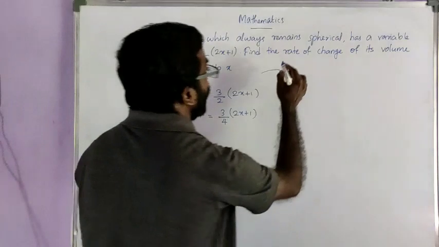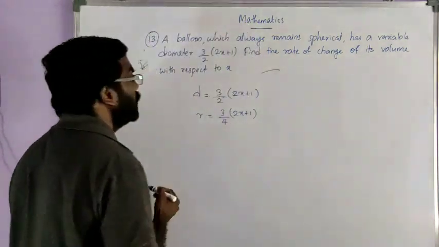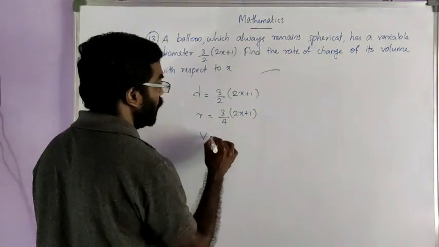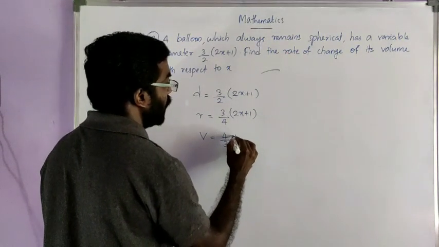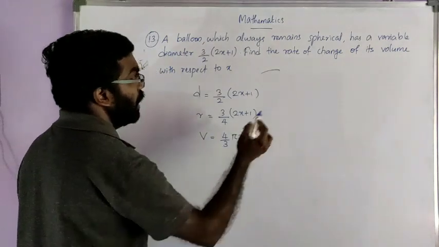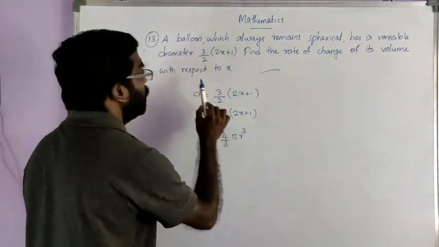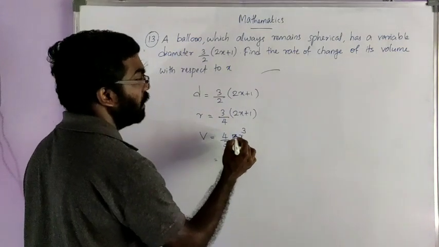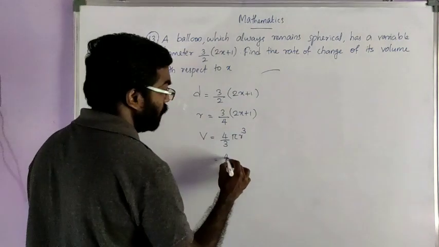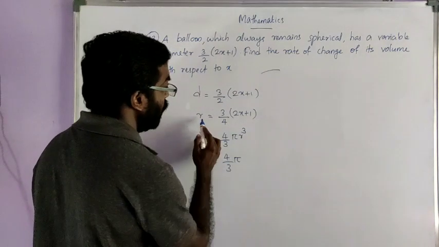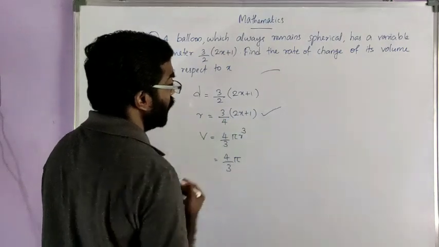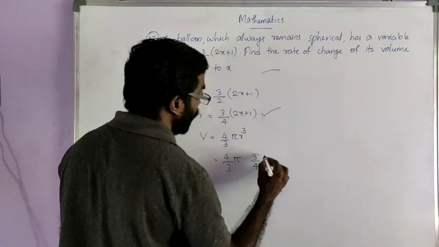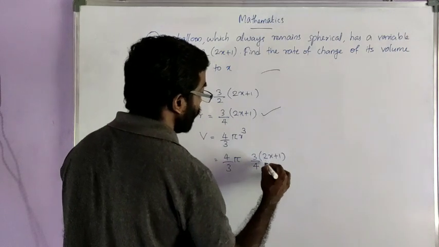Find the rate of change of its volume with respect to x. The balloon always remains spherical, so the volume of a sphere formula is 4 by 3 pi r cube. And we have to find the rate of change of volume with respect to x. For that, first we change the variable r in terms of x. So 4 by 3 pi into the value of r in terms of x, which is 3 by 4 into 2x plus 1. We replace it, and the whole thing is cubed.